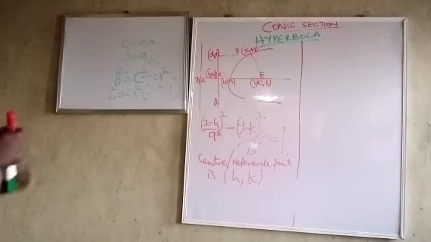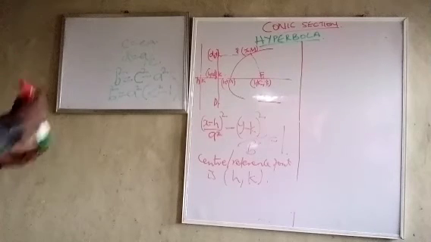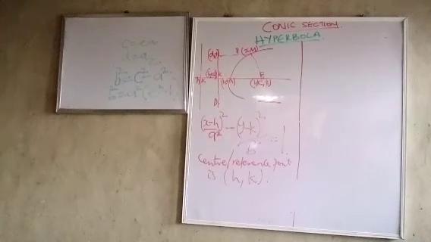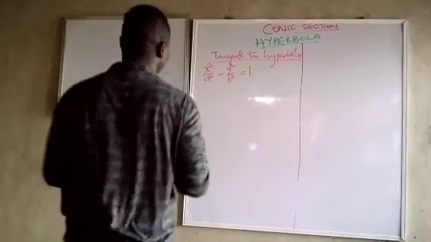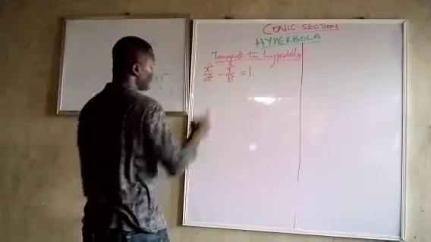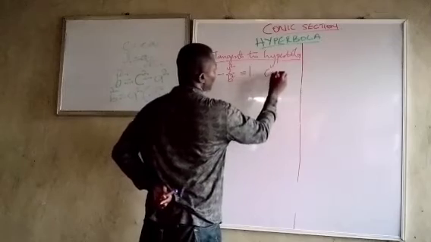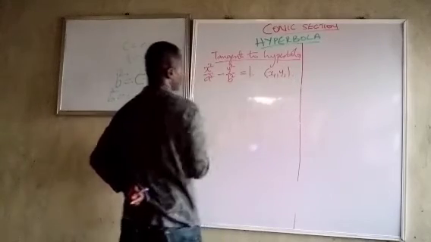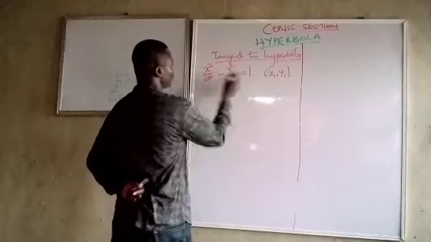Now, let's go to the derivation of the formula for the tangents. When we have the equation x squared over a squared minus y squared over b squared equals 1, I want to find the tangent to the hyperbola at point (x1, y1). So we use calculus as the normal thing to do.